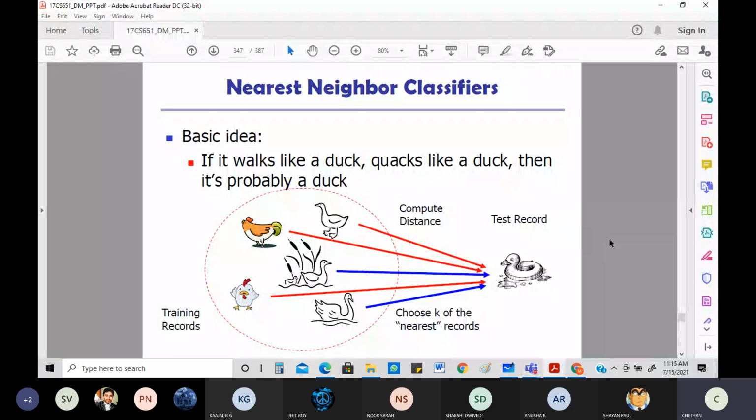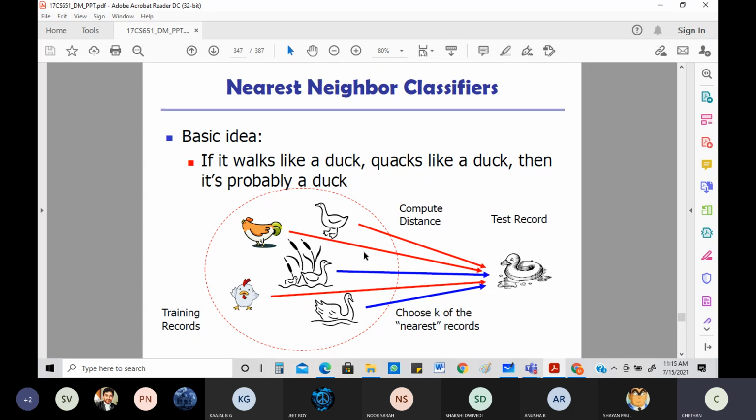See this example, a very simple, very famous example. So what is the basic idea? The basic idea is very simple. If it walks like a duck and quacks like a duck, you must know ducks go quack, quack, quack, then it's probably a duck. They're not saying it's a duck, it's probably a duck.